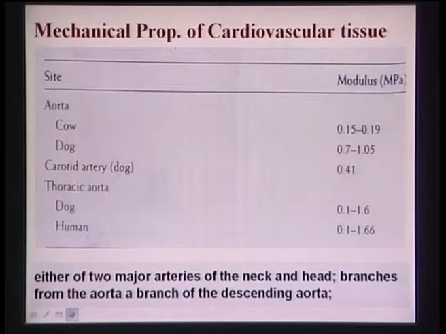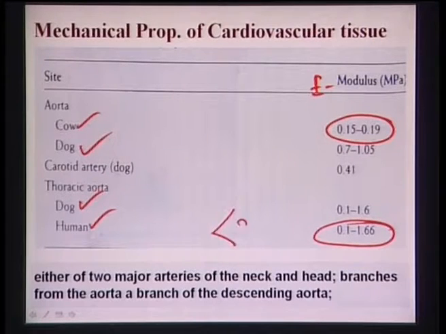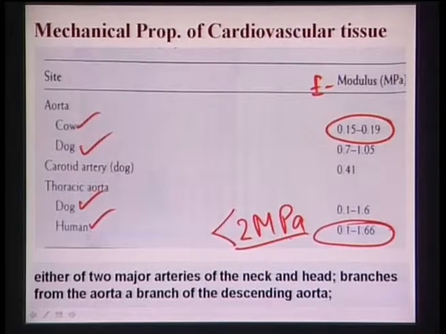So, this list tells you some mechanical properties of the cardiovascular tissue. Now, what you can see here is the elastic modulus. You have seen from metals and ceramics that elastic modulus is at the level of gigapascal, 10 to the power 9 Pascal, or 10 to the power 9 Newton per meter square. Now, what you see here, aorta for the cow or dog, or thoracic aorta for dog or human, is always less than 2 megapascal. So, that means it is an extremely soft tissue. Soft tissue means the properties are very much lower.